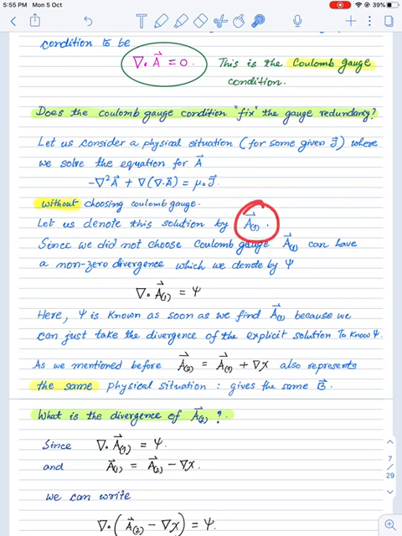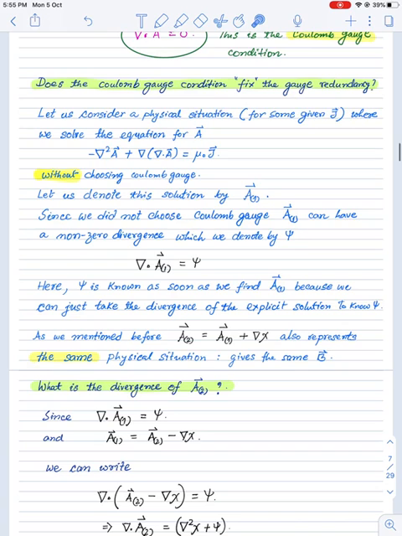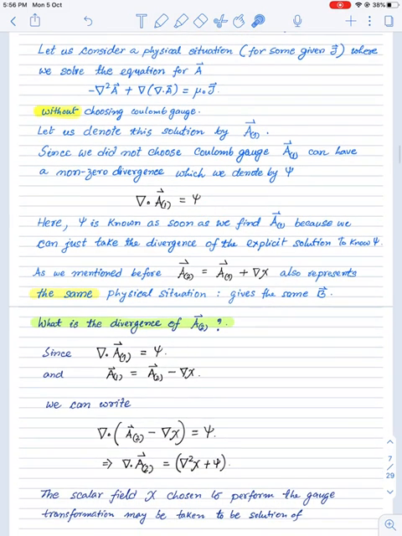In order to see that, this is the equation that we need to solve. Let's say A1 is a solution. If A1 is a solution and it is not in Coulomb gauge, so we haven't chosen the Coulomb gauge, maybe we are working in some other gauge, then the divergence of this solution will not be 0. Let's say that is psi. If it is in the Coulomb gauge, end of story, there is nothing to do. But if it is not in the Coulomb gauge, then the divergence of this A1 is equal to, let's say, some psi.